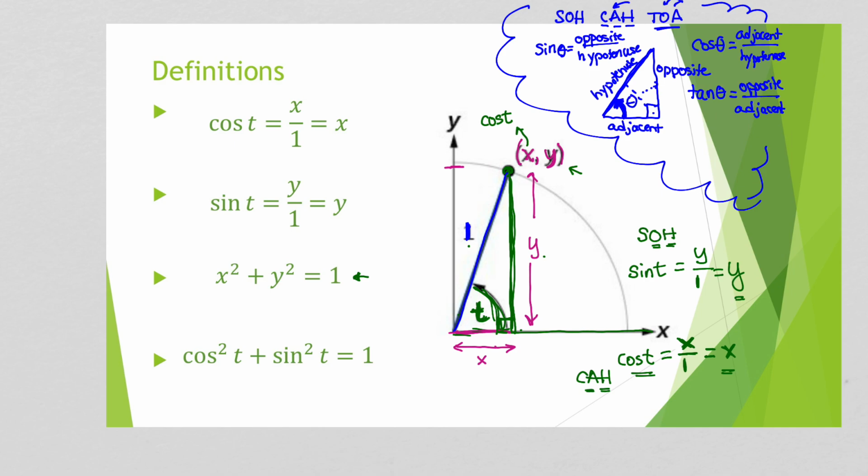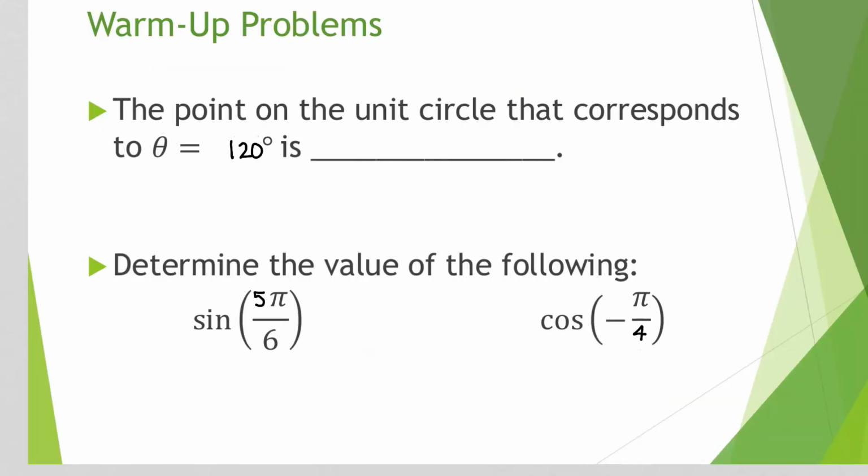And your y value is just the sine for the angle. So the y value is just the sine of the angle. And so every point on the unit circle has cosine being the x-coordinate and sine being the y.